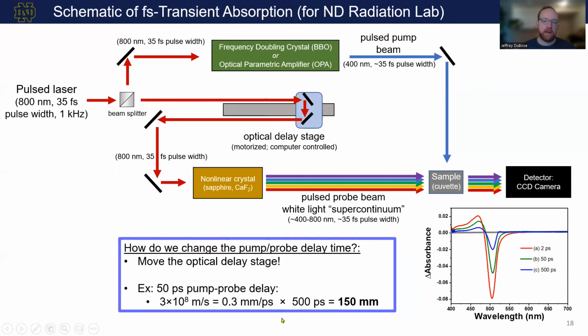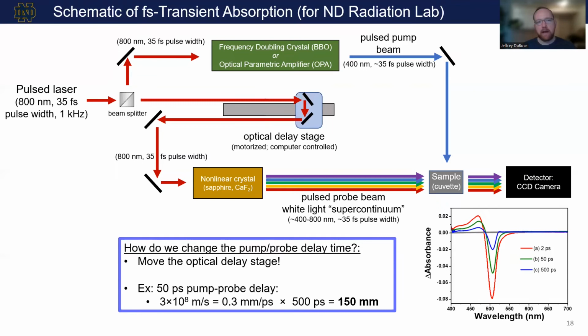So this is the trick that we use in femtosecond transient absorption. We're getting the full spectrum, but we're slowly building up the kinetics by having this mirror physically move back in space, and that changes what happens in time. Okay, so that's the basic schematic version of femtosecond transient absorption.